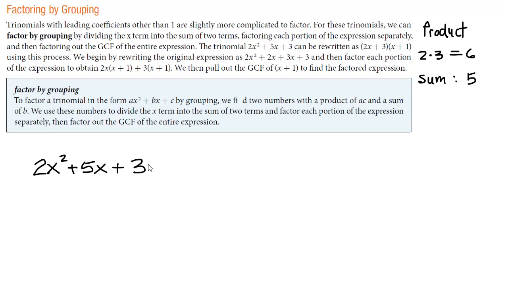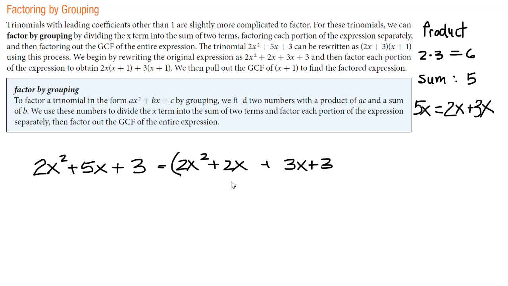That sum up to the middle term, which is 5. And I'm going to rewrite 5x. I'm going to try and get the same factor, if I possibly can, as 2x squared. So 5x is going to equal 2x plus 3x, because they're the factors of 6 that sum up to 5. So I'm going to rewrite this and regroup it. So I have 2x squared plus 2x plus 3x plus 3, and I'm going to regroup into two different groupings, although this equal sign is valid, right? This side equals this side.